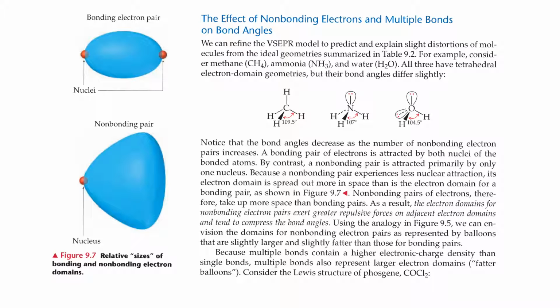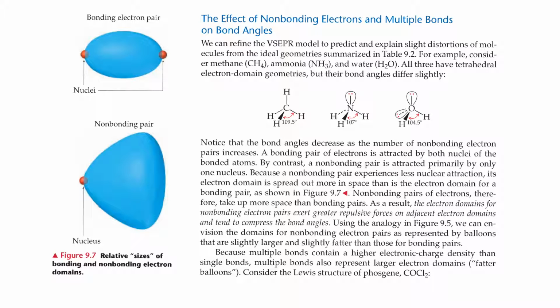All 3 have tetrahedral electron domain geometries, but their bond angles differ slightly. Notice that the bond angles decrease as the number of non-bonding electron pairs increases. A bonding pair of electrons is attracted by both nuclei of the bonded atoms. By contrast, a non-bonding pair is attracted primarily by only one nucleus.